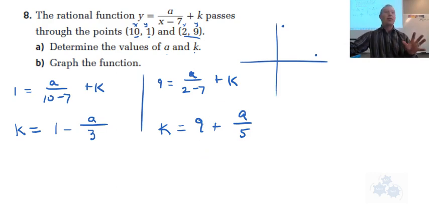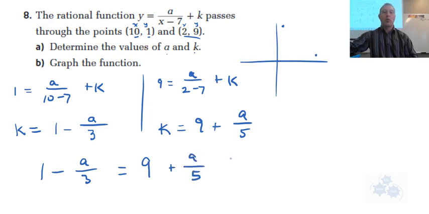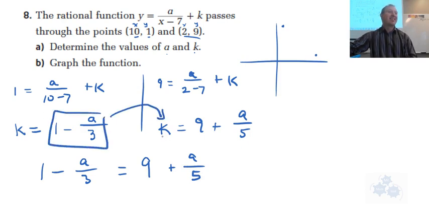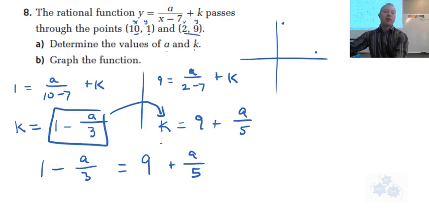So now what we can do is, because this is the same function, and we have k equals something here and k equals something else here, I can equate those two and solve for just the single variable that remains. This is just one of the ways you can do it. You could do substitution as well, which really this is substitution. I've taken this and substituted it for k over here. See? So now you just solve for a.